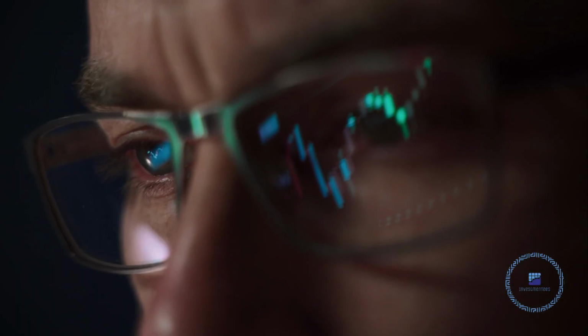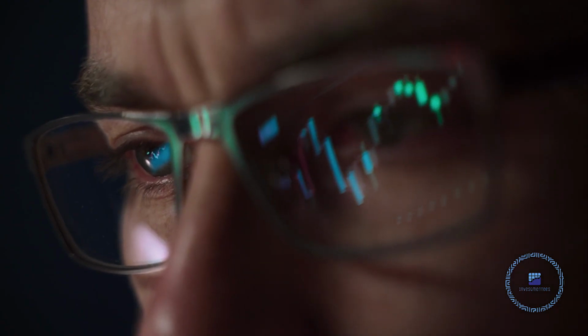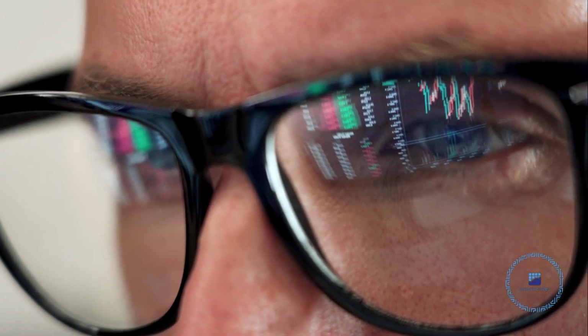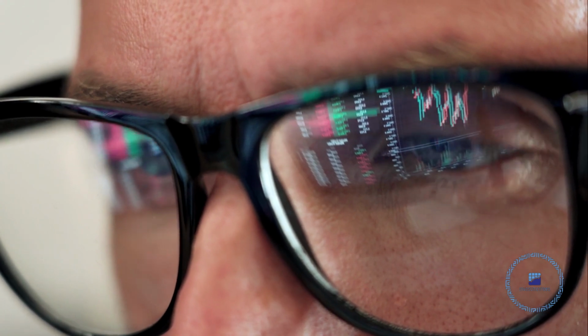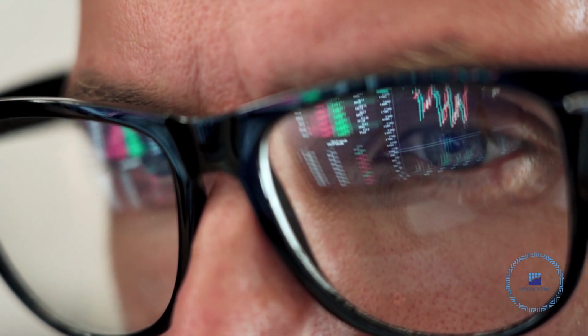Screenshots add clarity because charts look different after they move. A screenshot preserves the exact structure you saw at entry. This helps you identify whether your trade idea made sense or was influenced by emotion.